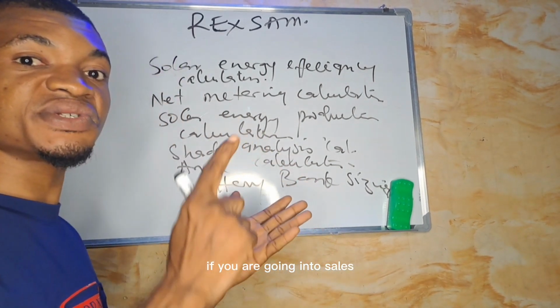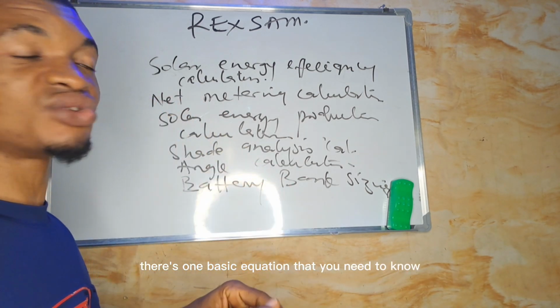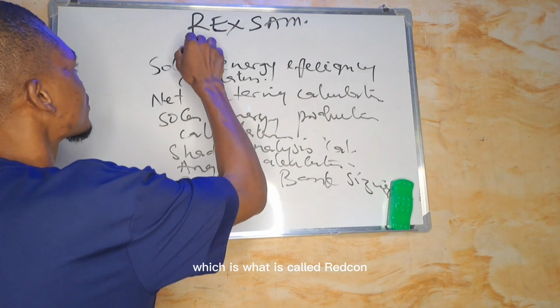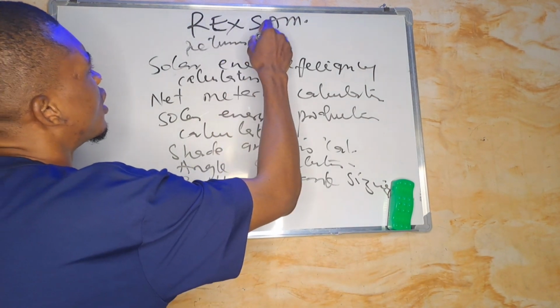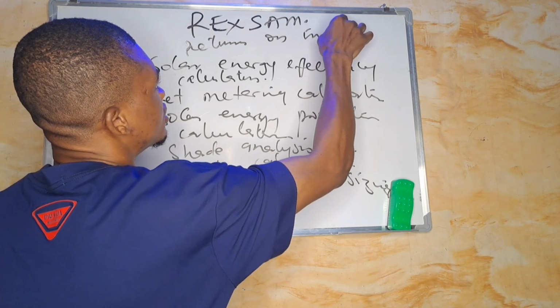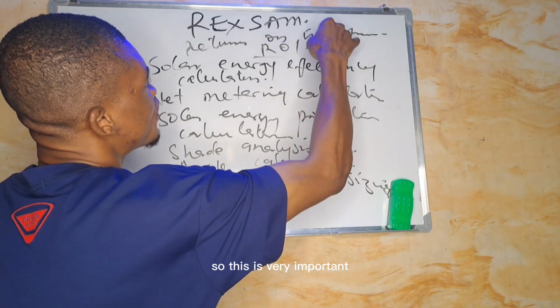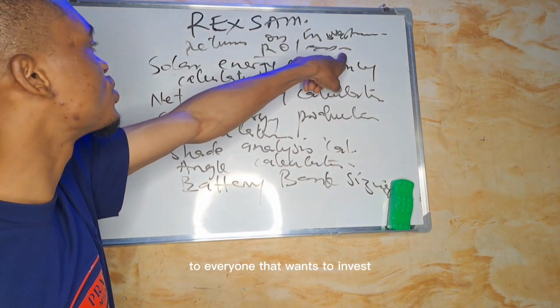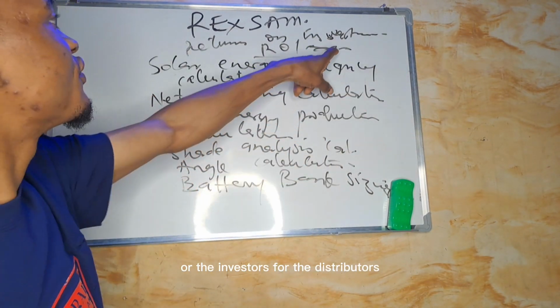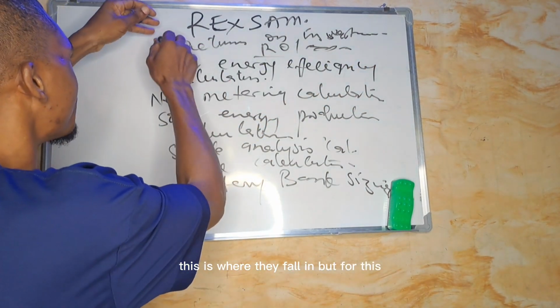Now, there is something that you must understand. If you are going into sales or you want to invest your money into this, there's one basic calculation that you need to know, which is what we call return on investment calculation, which is ROI. So this is very important to everyone that wants to invest, for the investors, for the distributors, for the marketers. This is where they fall in.